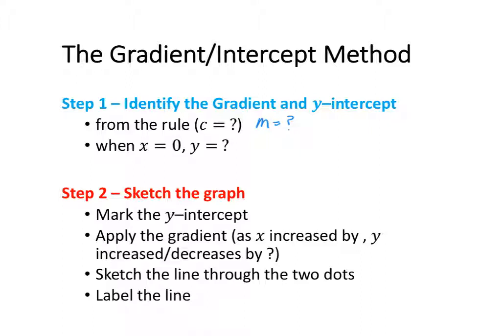Once I've found the value of the gradient and the y-intercept, my next step is to sketch the graph. This is done by starting off by marking the y-intercept onto the Cartesian plane and then applying the gradient. Remember, the gradient is as x is increased by 1, y is increased or decreased by what the gradient is. So I can do that to mark a second point. Once I've marked that second dot, I can sketch the line through those two dots to form a straight line and then finish off by labeling that line with the rule from the question. So let's have a look at an example.